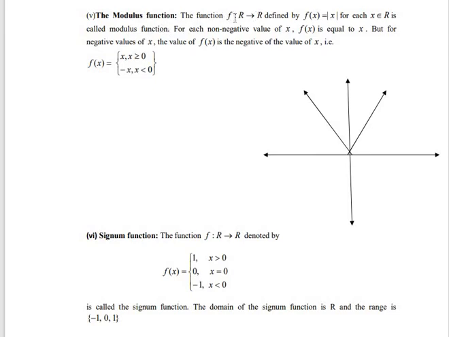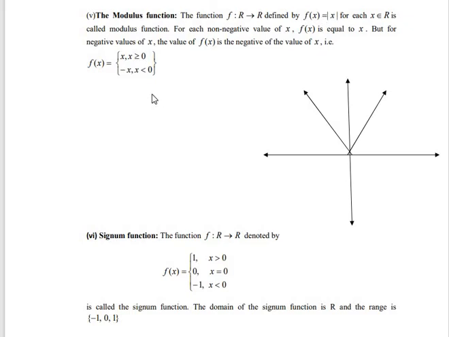Now you have to remember this portion. f from R to R defined by f of x is equal to mod of x. If I say the modulus function without writing it out, you have to remember that the function will be f of x is equal to mod of x. For each non-negative value of x, f of x is equal to x. But for a negative value of x, the value of f of x is the negative of the value of x. This is in short the definition of the modulus function.